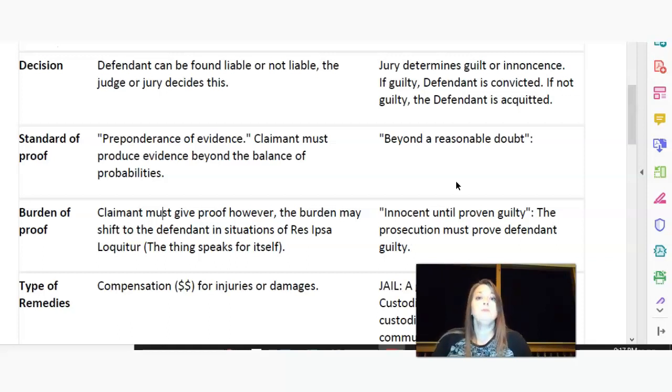Why is that? Well, it's because, going back to your natural rights, you could have your natural rights stripped from you in a criminal case. It's not going to happen in a civil case. Civil cases set remedies, which mainly deal with money, and not your natural rights of life, liberty, and pursuit of happiness.